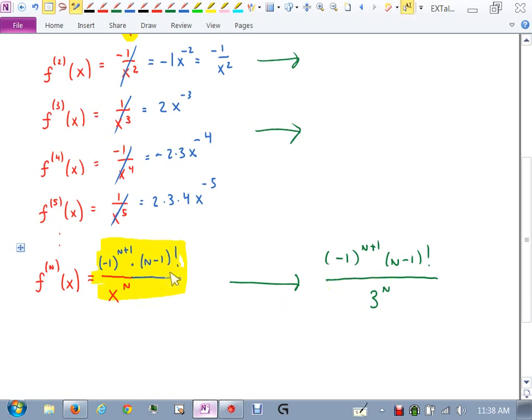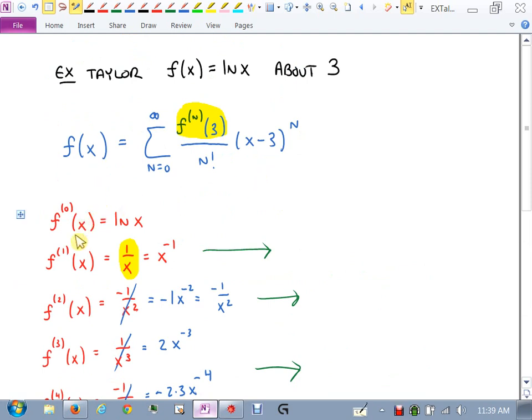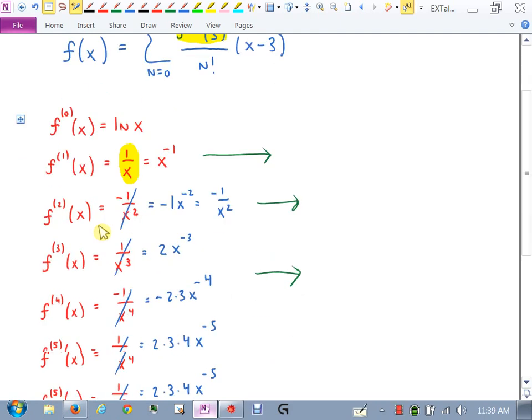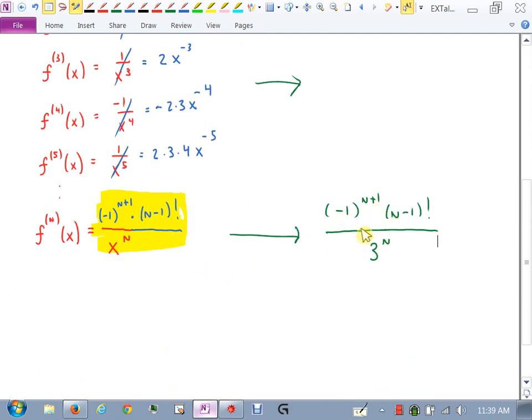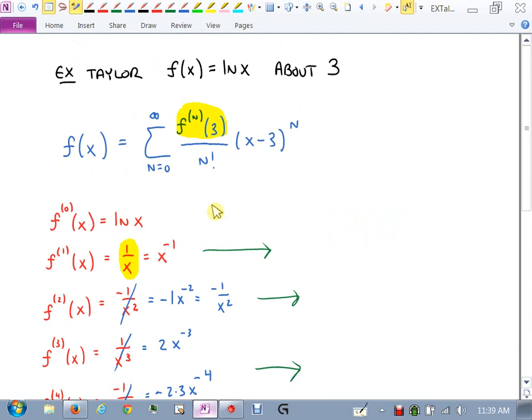Now, are you okay with this formula always working for n? I mean, did our formula always work for n? Except for that very first one, right? That very first one, it didn't work, did it? Like if you try and plug 0 into this for n, that's not going to give you the natural log. So we're going to pull it out, yes. So just keep in mind up here that the 0th derivative at 3 would be what? Natural log 3.